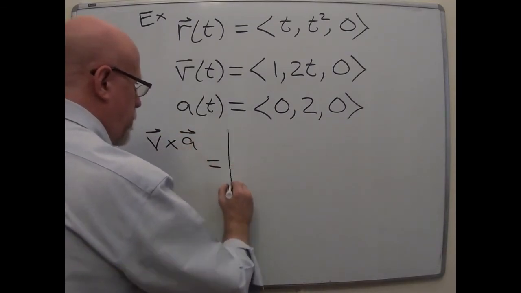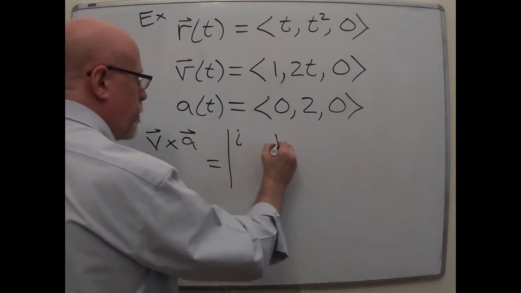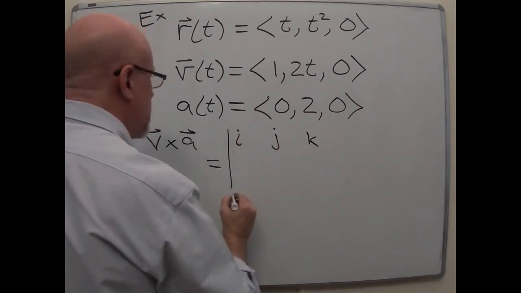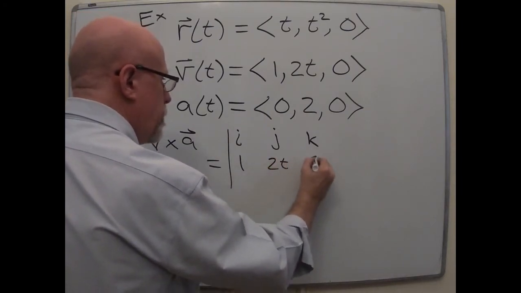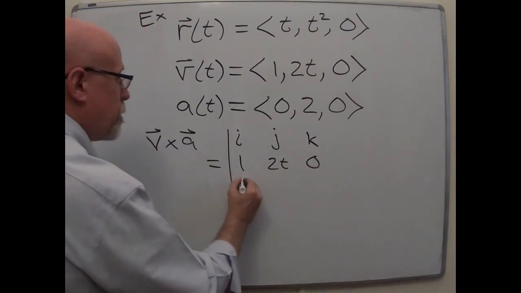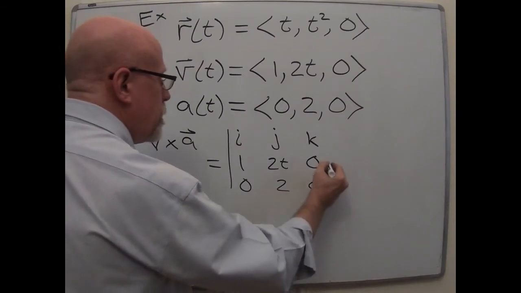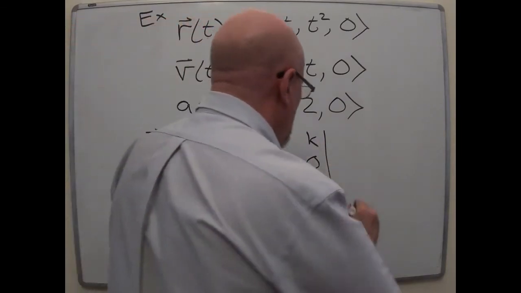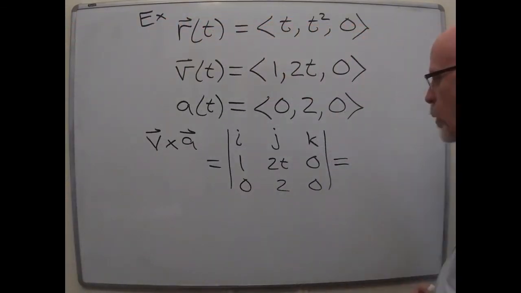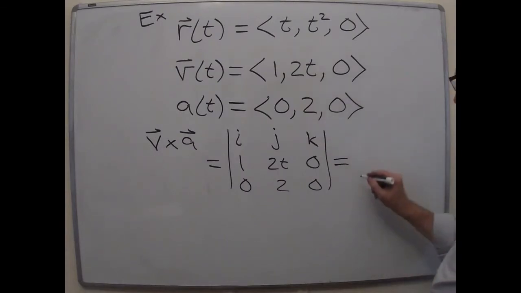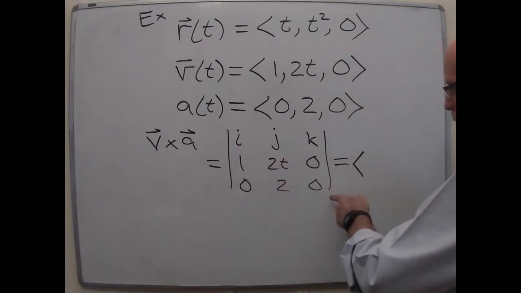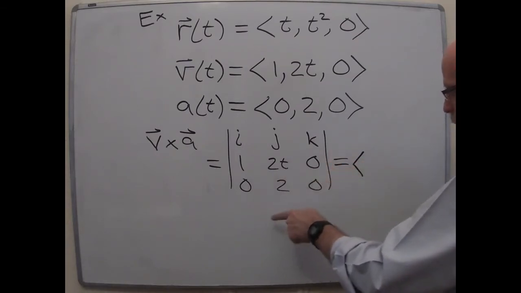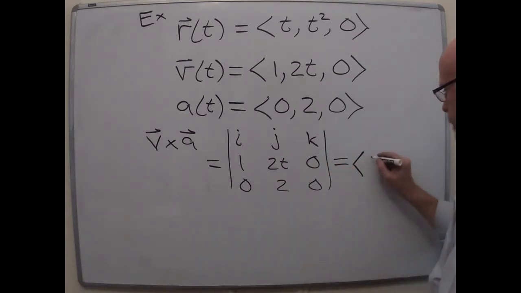Well, after all, it's that determinant. We've done a bunch before of i, j, k, and the components of v are 1, 2t, and 0. The components of a are 0, 2, and 0. Take that determinant. I'm going to do this pretty quickly because most of the components are 0. Like the i component has 2t times 0 minus 0 times 2, so that's 0.